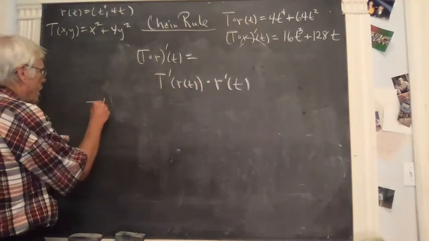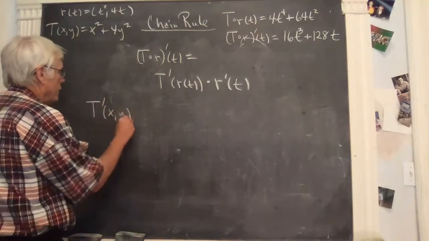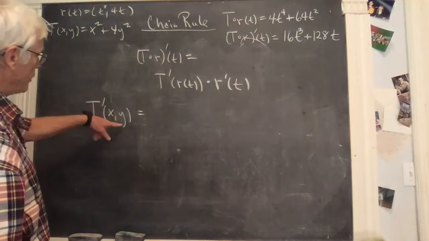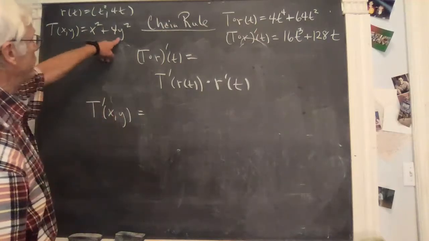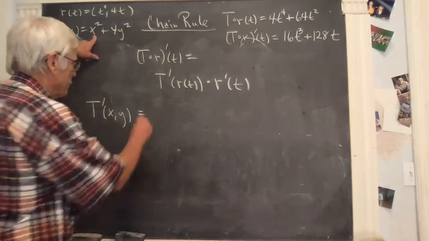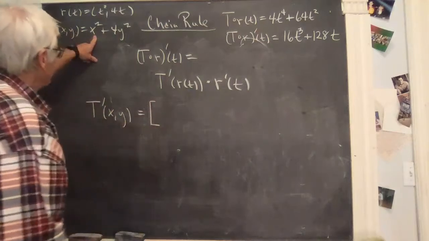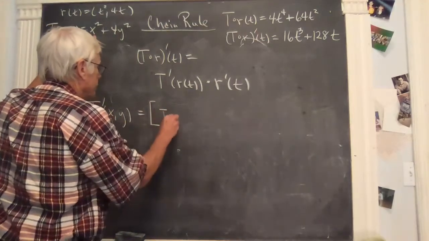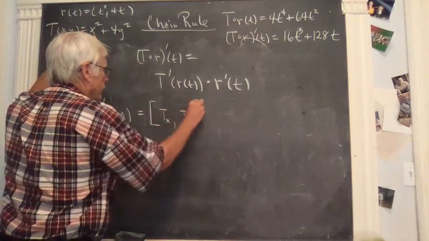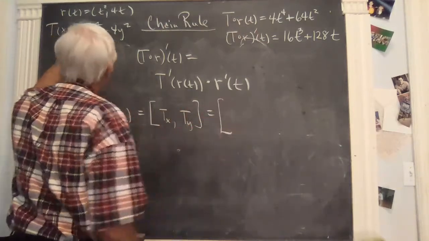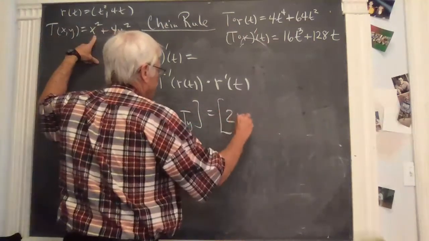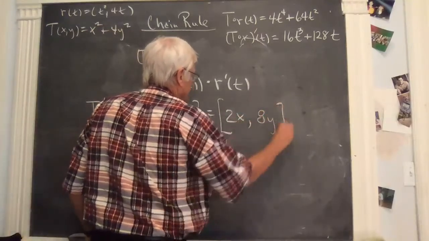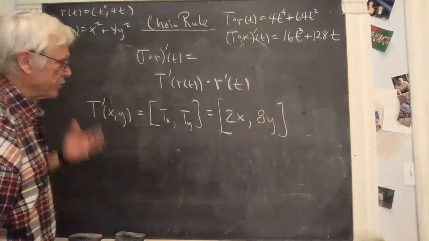So T prime of x and y. We already know how to do this. This is the total derivative. It consists of two partial derivatives because you've got two variables. So if we take the derivative with respect to x, T sub x, and the derivative with respect to y, we will get 2x and 8y. So this is a simple one, but I wanted it simple to begin with.